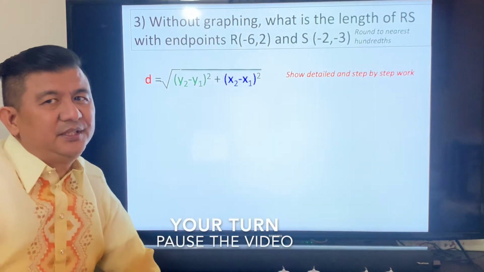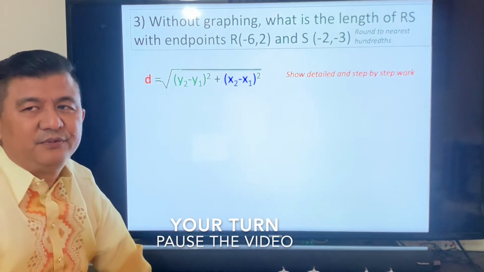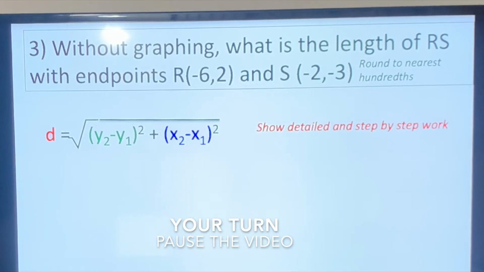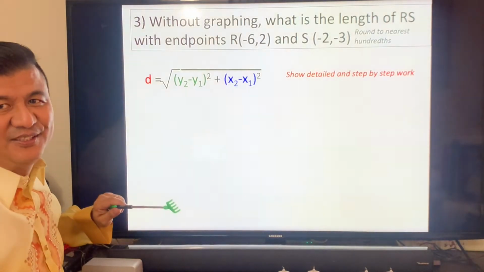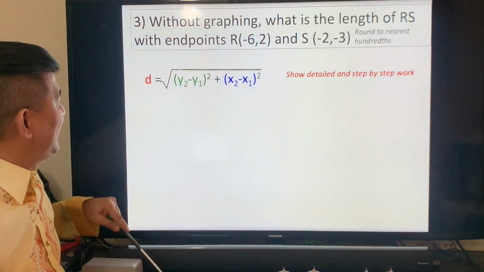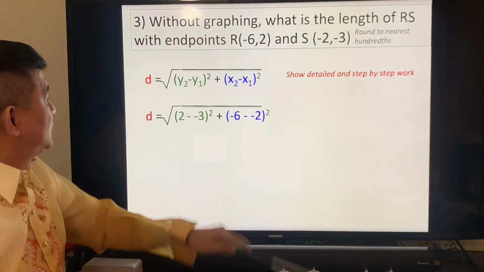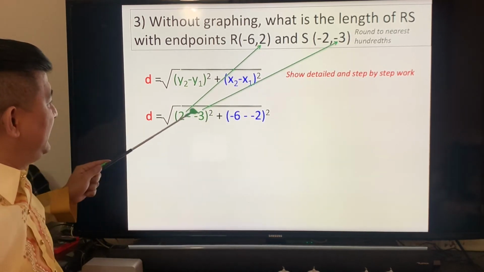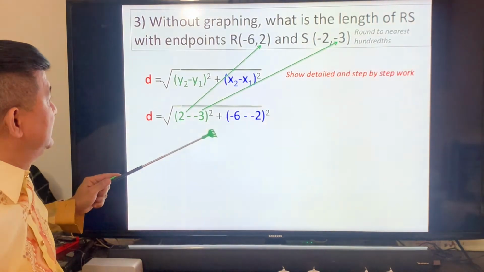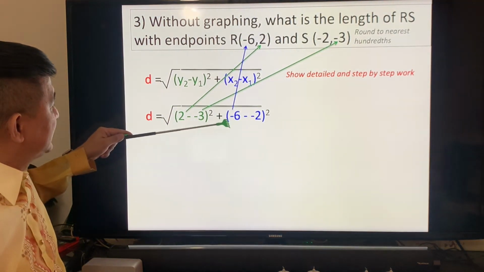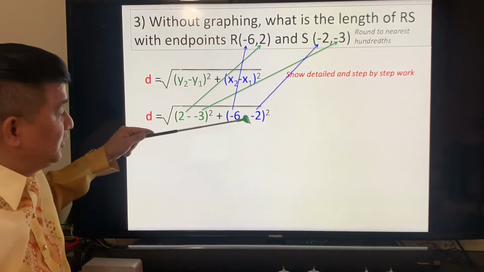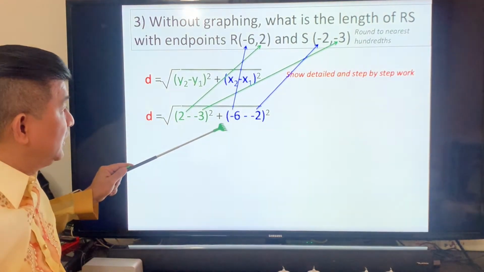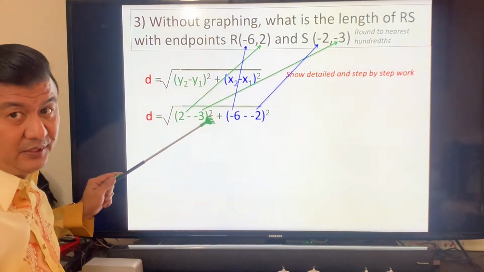Okay, we have some problems here. Pause it. Try to solve it. So here are the answers. y2 minus y1, so that's going to be 2 minus negative 3. Okay, those are the y's. Negative 6 minus negative 2. These are the x's. Be sure you use the correct numbers.